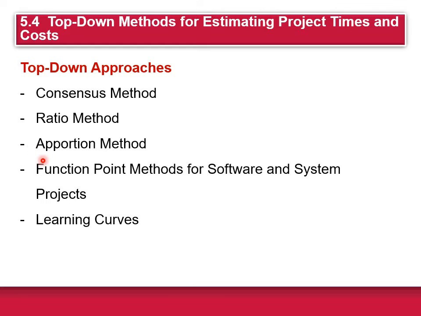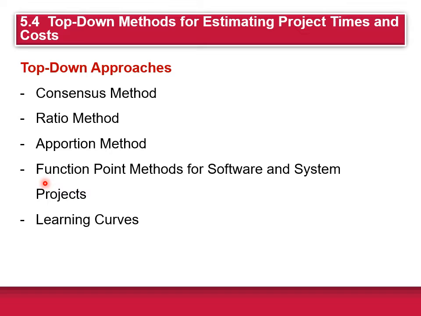Third method is the apportion method. This is sort of an extension to the ratio method. Apportionment is used when projects closely follow past projects in both the features and cost. Given good historical data, estimates can be made rather quickly with little effort and reasonable accuracy.